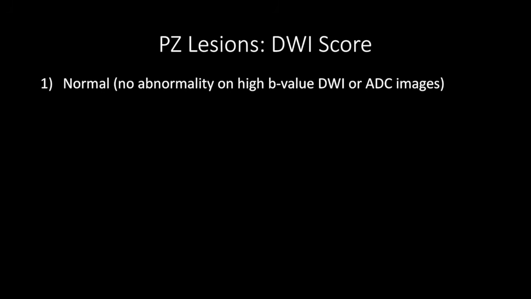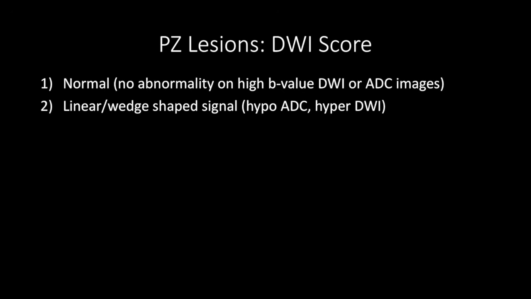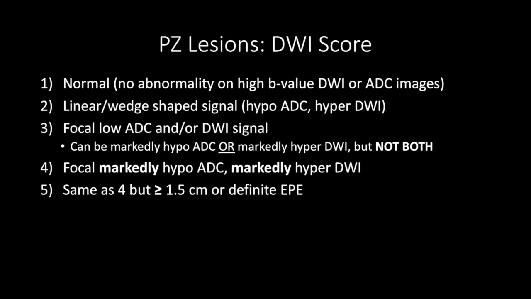So first of all, as we said earlier, in the PZ, the primary determining sequences are the diffusion-weighted sequences, okay? And so we need to look at the DWI score. So the DWI score ranges from 1 to 5. A score of 1 is normal or no abnormality. A score of 2 refers to linear or wedge-shaped diffusion abnormality, and this is meant to capture cases of prostatitis, which is benign. And then from 3 to 5, we have focal diffusion signal abnormality.